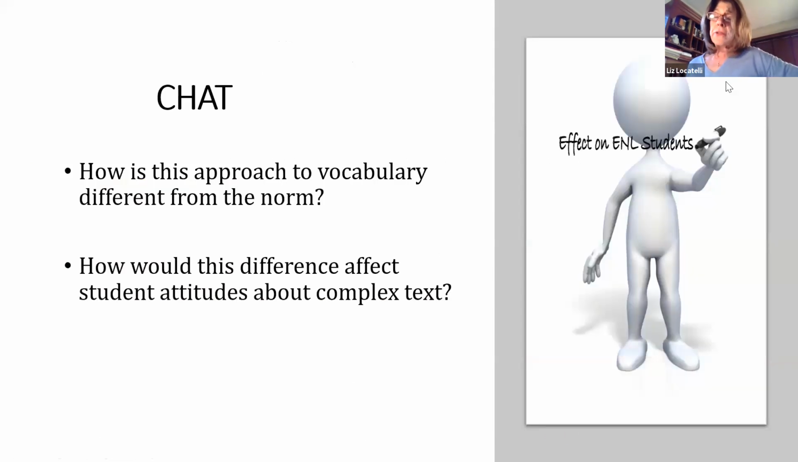So I just want you to either unmute yourself or put something in chat. How is this vocabulary approach different from the norm? And how do you think it would affect students' attitudes toward complex text? Again, feel free to just speak out or put something in chat.